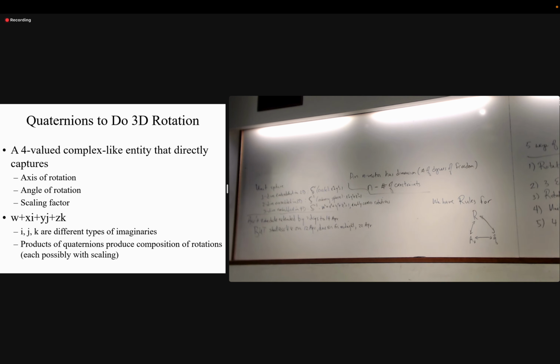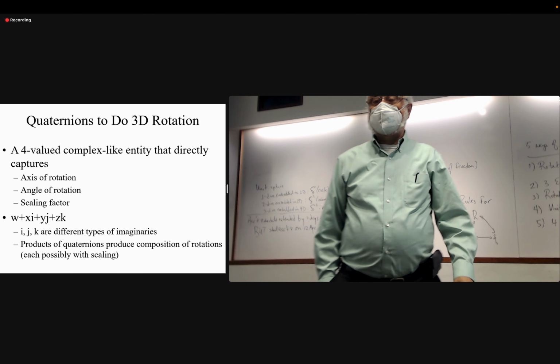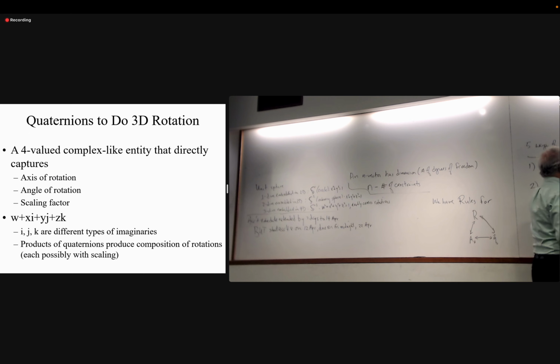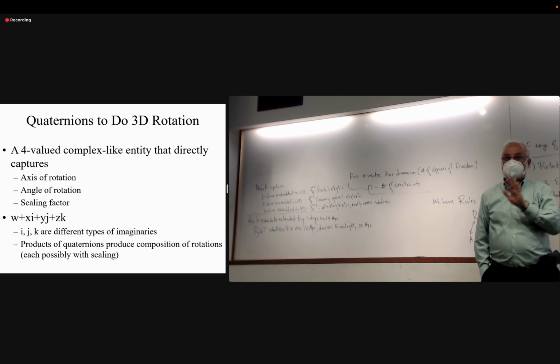Okay, so we were talking about rotations. Just to summarize, we're talking about 5 different ways of representing a rotation. The first is by a rotation matrix. We've been talking about that for a long time.